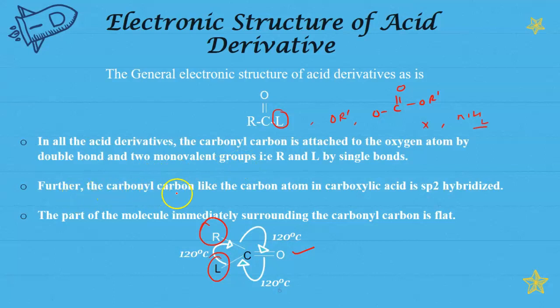Okay, then further this carbonyl carbon, like the carbon atom in carboxylic acid, is going to be sp2 hybridized. Okay, then comes the part of the molecule immediately surrounding the carbonyl carbon. It is going to be flat as the angles RCL and LCO, angle RCO, they all are 120 degrees. Correct. So the structure is going to look like this, let me draw it over here for you for better understanding.